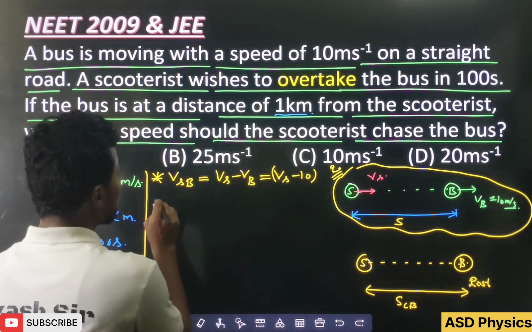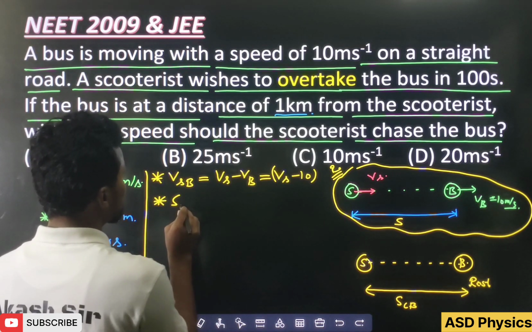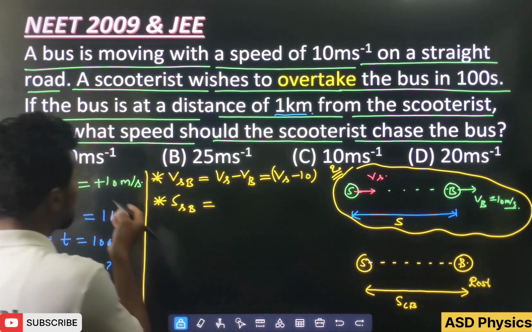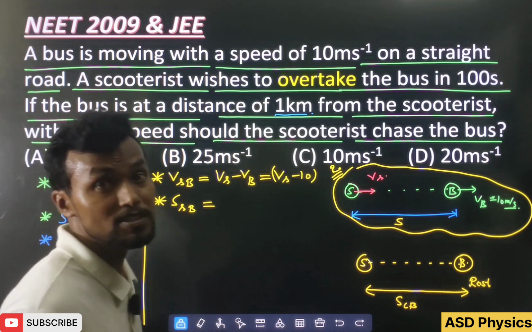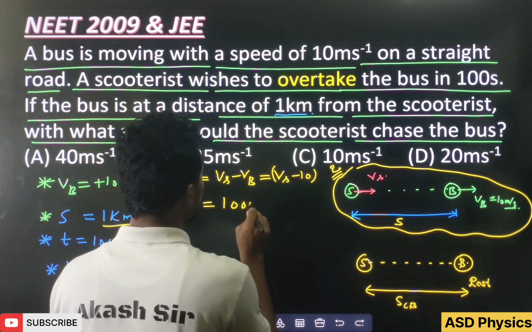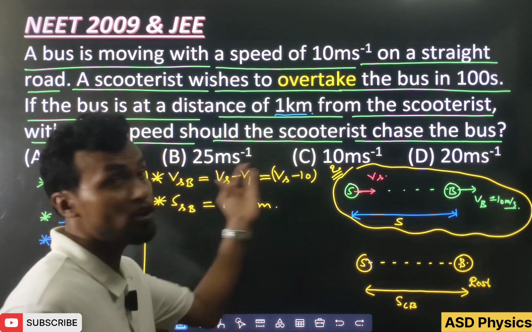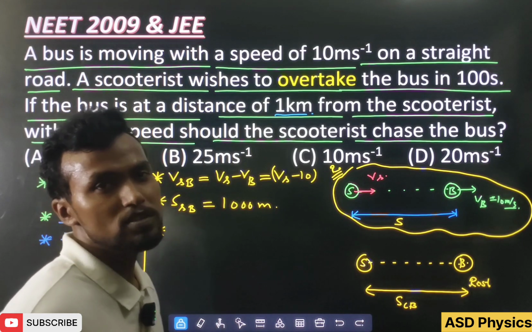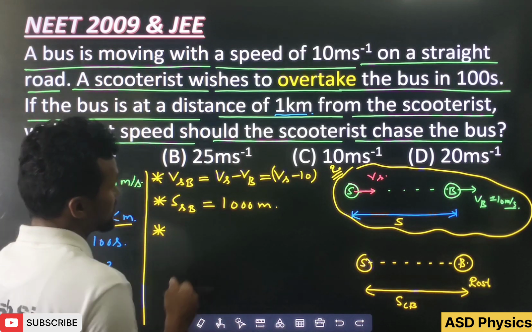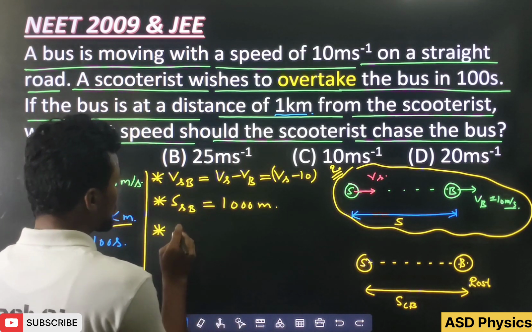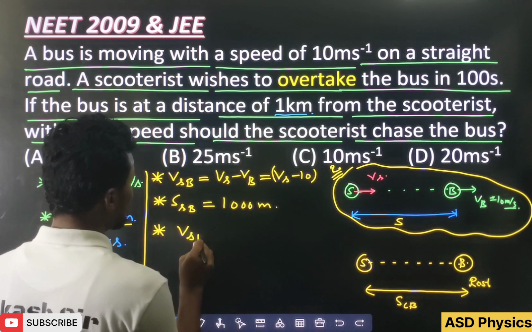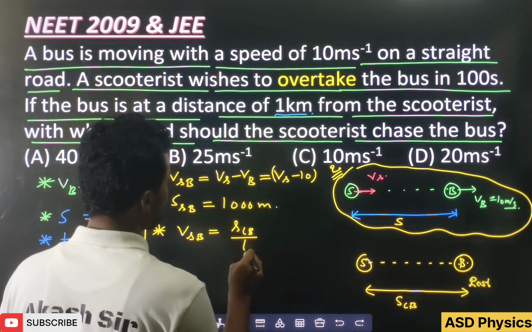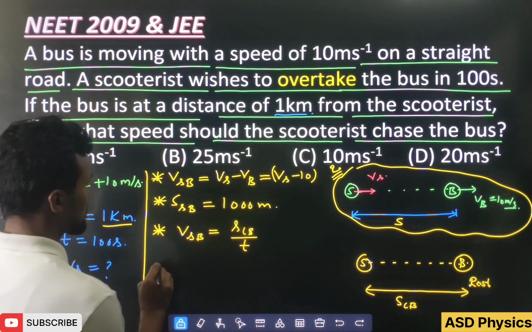After that, the distance traveled by the scooter with respect to the bus: how much does it have to travel? It has to travel the same 1 kilometer. 1 kilometer means 1000 meter, because the answers are in SI units. See all the options, meter per second. Now you know very well, speed equals distance by time. So I am using relative velocity here: V_SB is equal to distance S_CB by time.